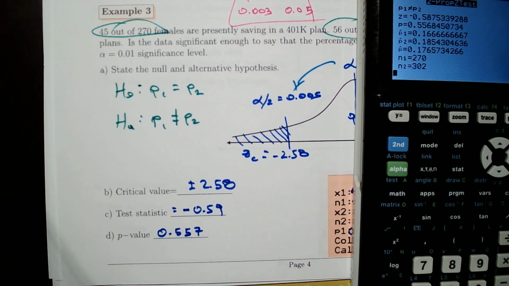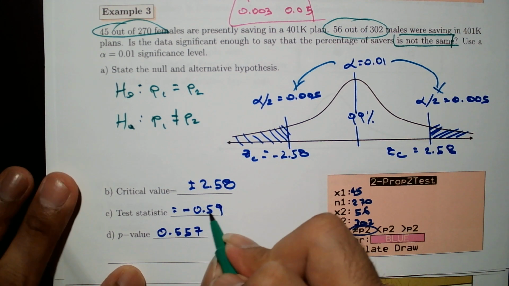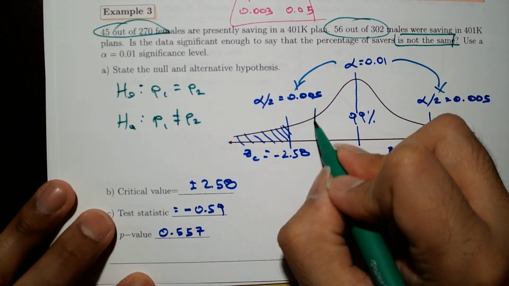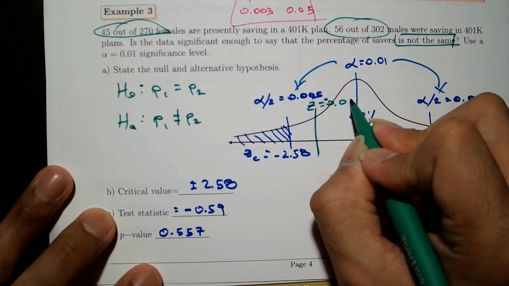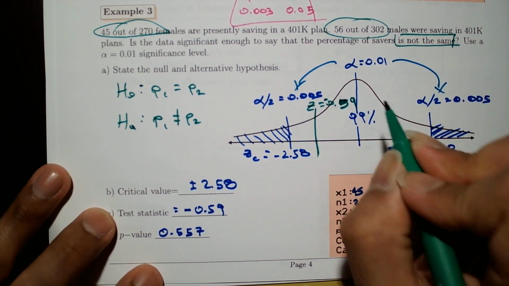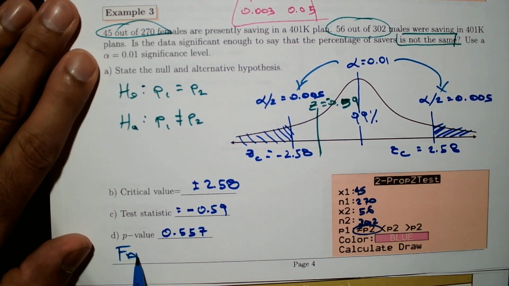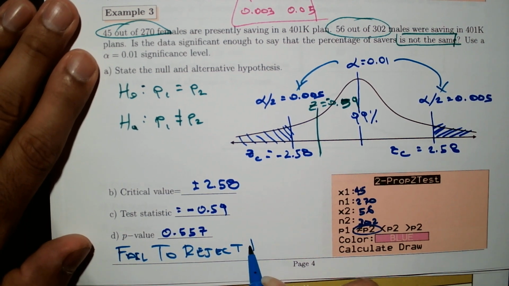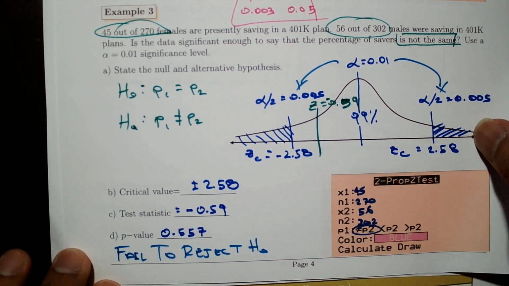In this case, we can easily see that negative 0.59 is in the unshaded region, which in this case leads us to determine that we fail to reject the null. All right, so we fail in this case. All right, let's do another example.